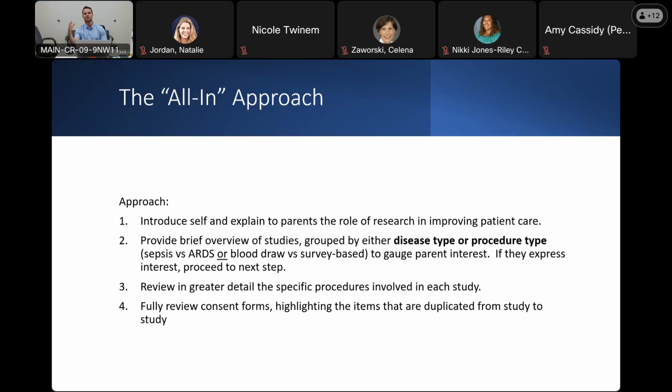Are there any questions or comments, or has anyone else done something similar here? Or maybe you have a little bit of a twist on this approach?